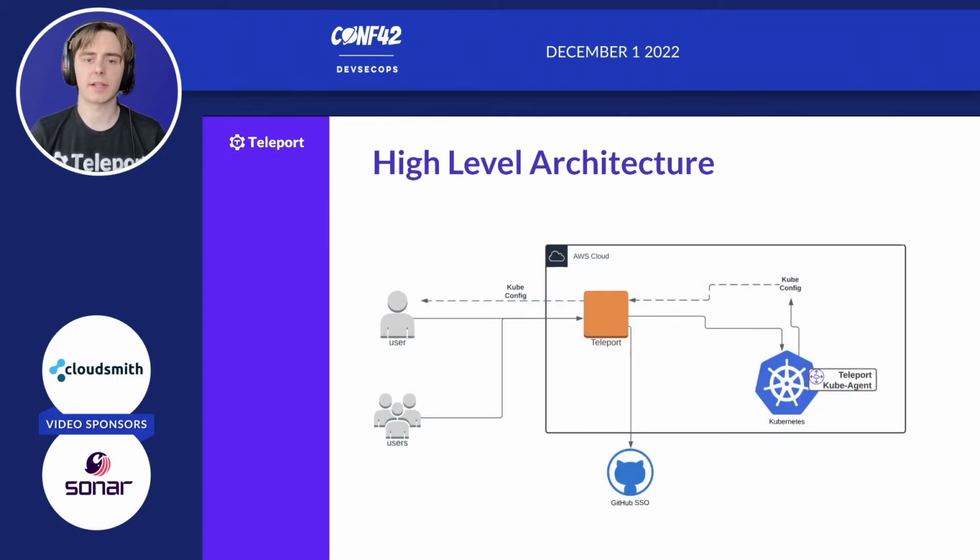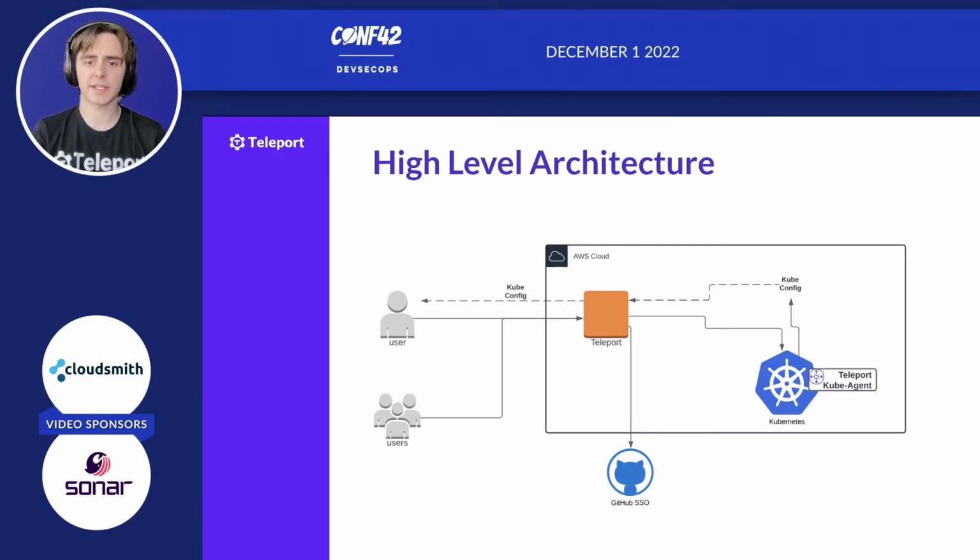So here's kind of the high-level architecture of it. This is an example of if you're hosting your Teleport instance in the AWS cloud, along with a Kubernetes cluster there as well. So you have this Teleport Kube agent running on your Kubernetes cluster. And what this will do is it'll communicate with Teleport. Your Teleport cluster will then communicate with the user.